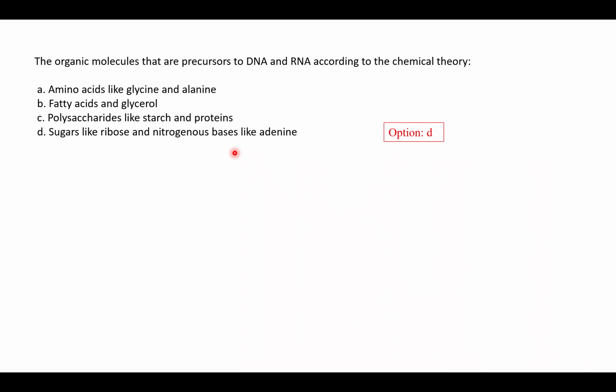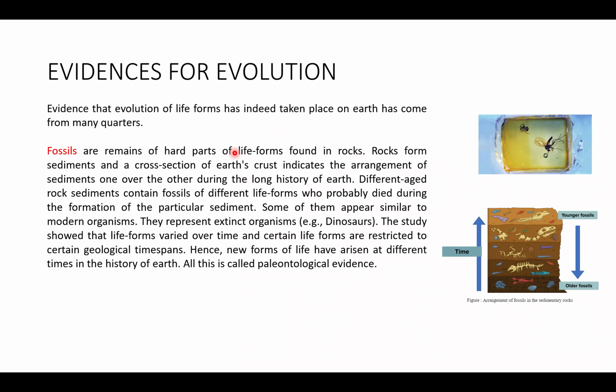Okay, so the answer is option D. As I said, this evolution has happened. That means the advanced organisms that exist today had a primitive ancestor long, long back, and that is called evolution. So what is the evidence that this evolution has occurred and they had a primitive ancestor? The best evidence for evolution is the fossil.